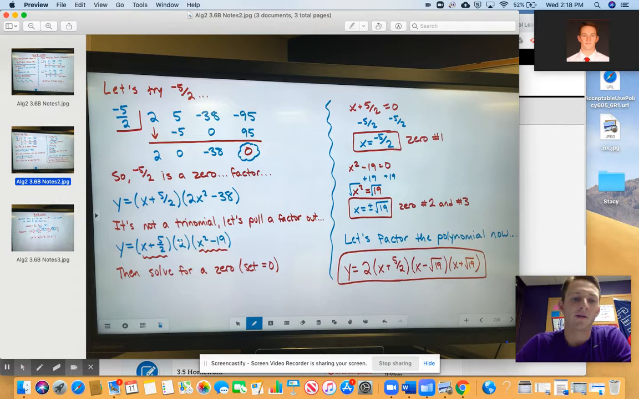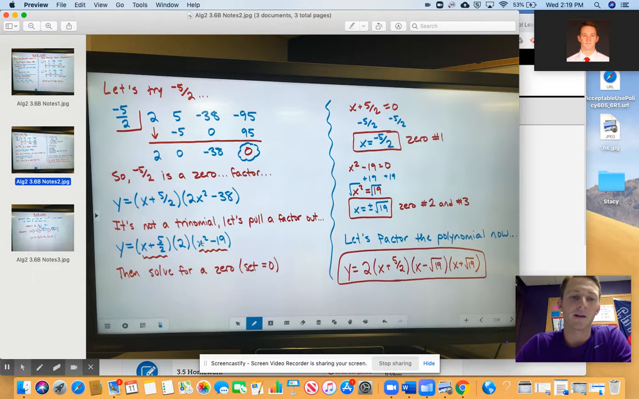So this 2 is eventually going to come in front. Let's just focus on where there's x's. So we're going to set these terms equal to 0. So we have x plus 5 over 2 equals 0. We're going to solve for x, and x equals negative 5 over 2. That's zero number 1. It's also the same number that we found was 0 here. So you don't necessarily have to. I was just showing you how we figured it out.